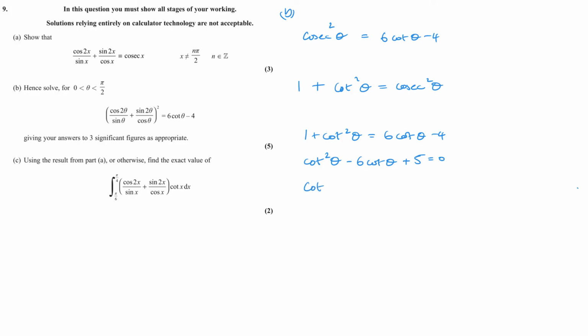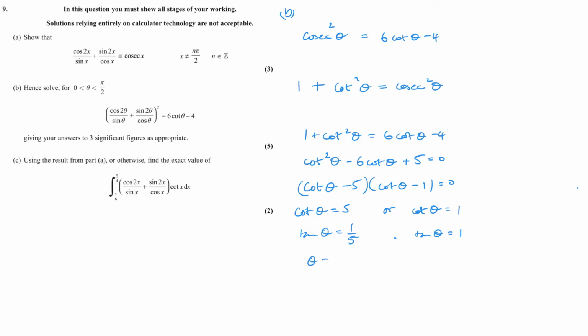So that means that this does factorize. They're both minus. Cot squared minus 1 minus 5 is minus 6 plus 5, yeah. So cot theta equals 5, or cot theta equals 1. So that means tan theta equals 1/5, or tan theta equals 1. So those are my 2 bits. Now we've got to do this between 0 and pi by 2, so 0 and 90.